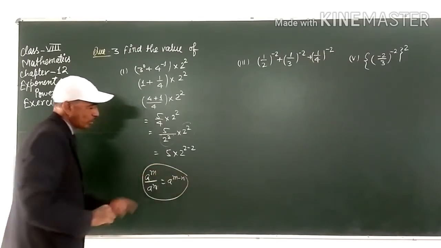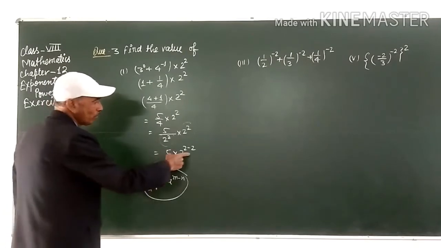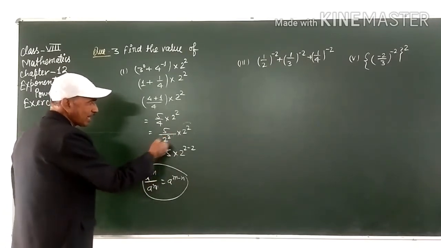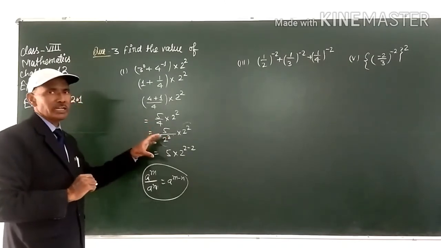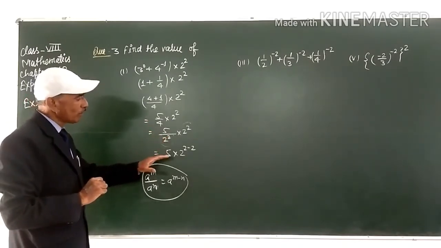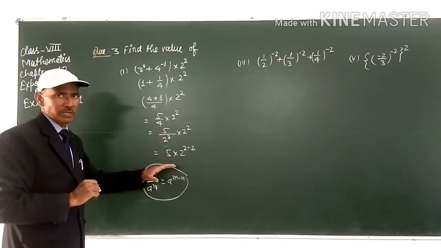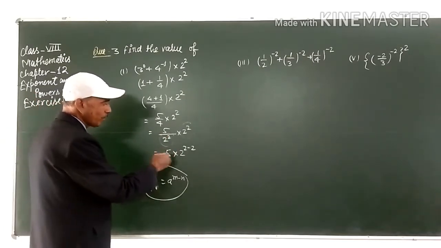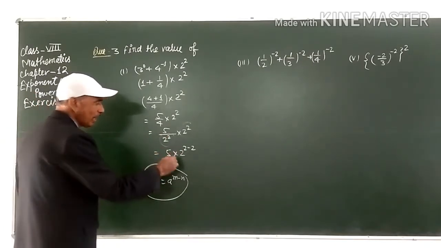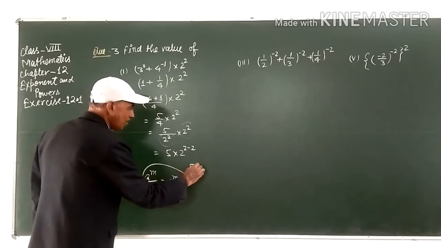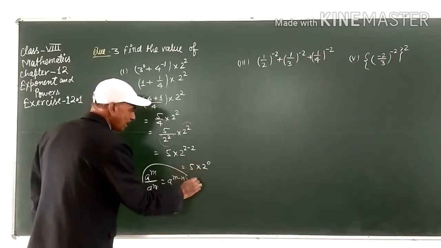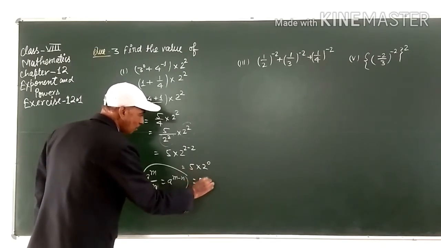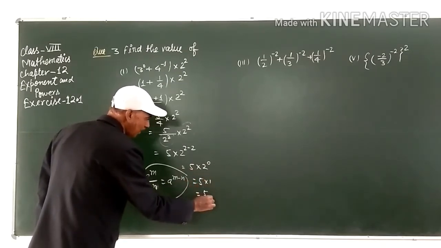Using this rule, students, we could directly cancel this here, but we are doing exponents, so we have to follow the steps of exponents. Clear students? So we will follow the steps of exponents here, and that will be 5 into 2 to the power 0, and it will be 5 into 1, that is 5.